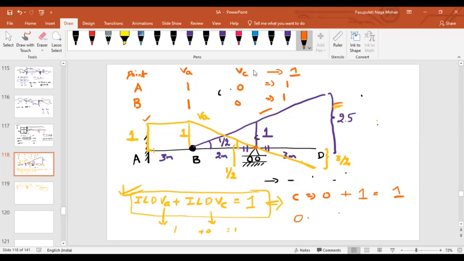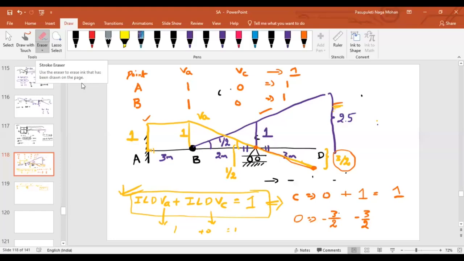Let us look at joint D. What is the ILD ordinate for VA? See where it has ended up. It has ended up by here, 3 by 2. It is in the downward direction, so it is minus 3 by 2. What about the ordinate for ILD of VA? Sorry, I should write this down here, isn't it? Minus 3 by 2. No, I did it correctly.